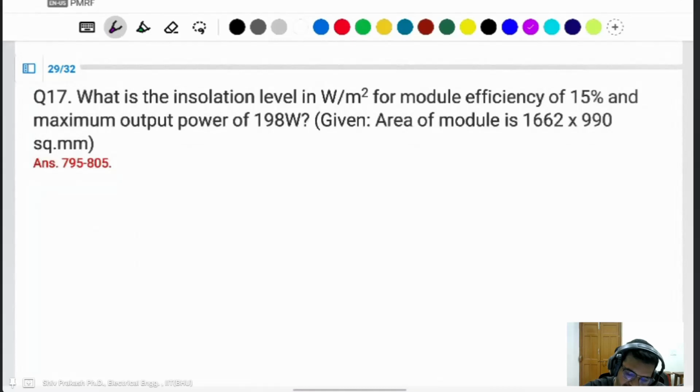What is the insulation level in watt per meter square for a module with an efficiency of 15% and a maximum output power of 198 watt? The area of the module is also given. We all know the efficiency is output power divided by input power. This will be the maximum power, and P in is the insulation times area.